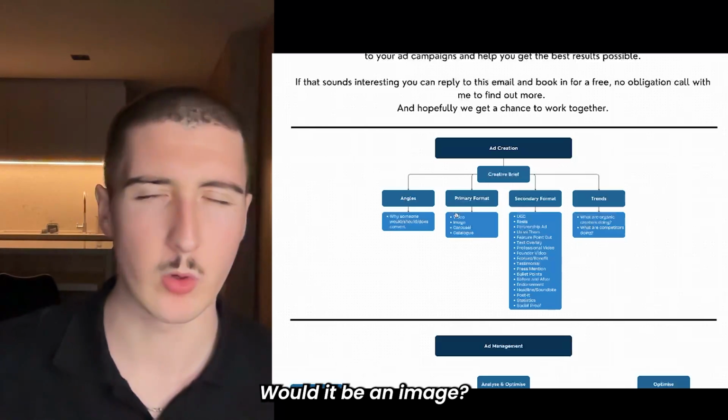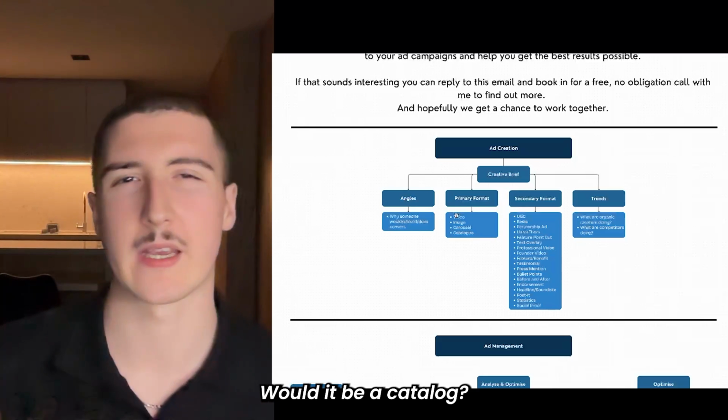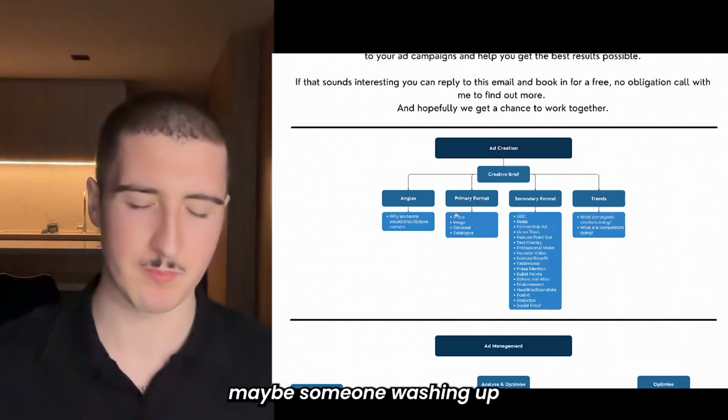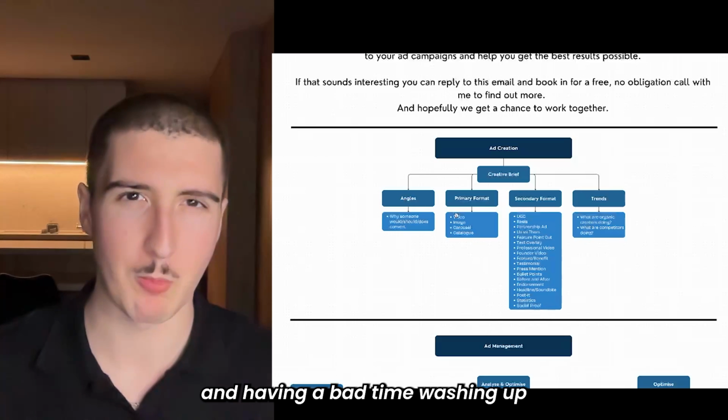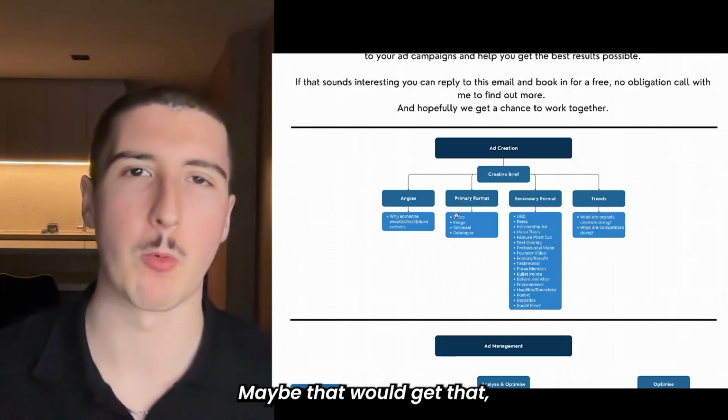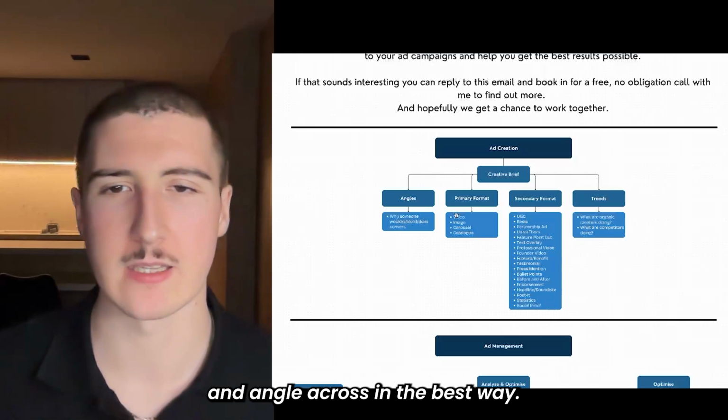Would it be a video? Would it be an image? Would it be a carousel? Would it be a catalog? I would like to say probably a video, right? If you can see maybe someone washing up and having a bad time washing up, and then we can cut to, okay, this is the solution, right? Maybe that would get that angle across in the best way.